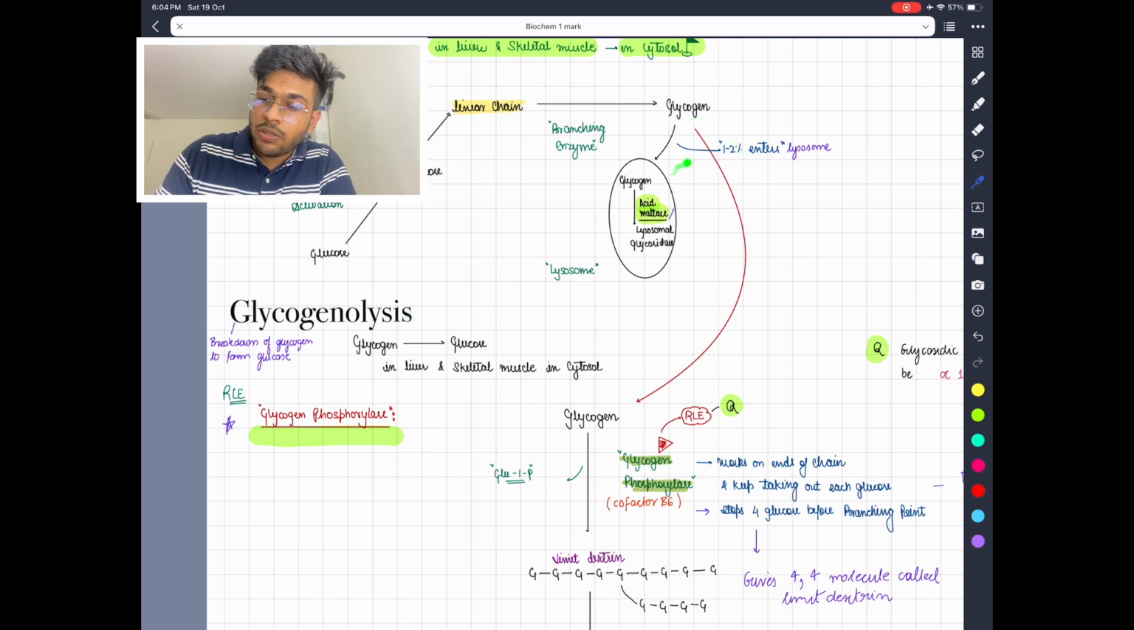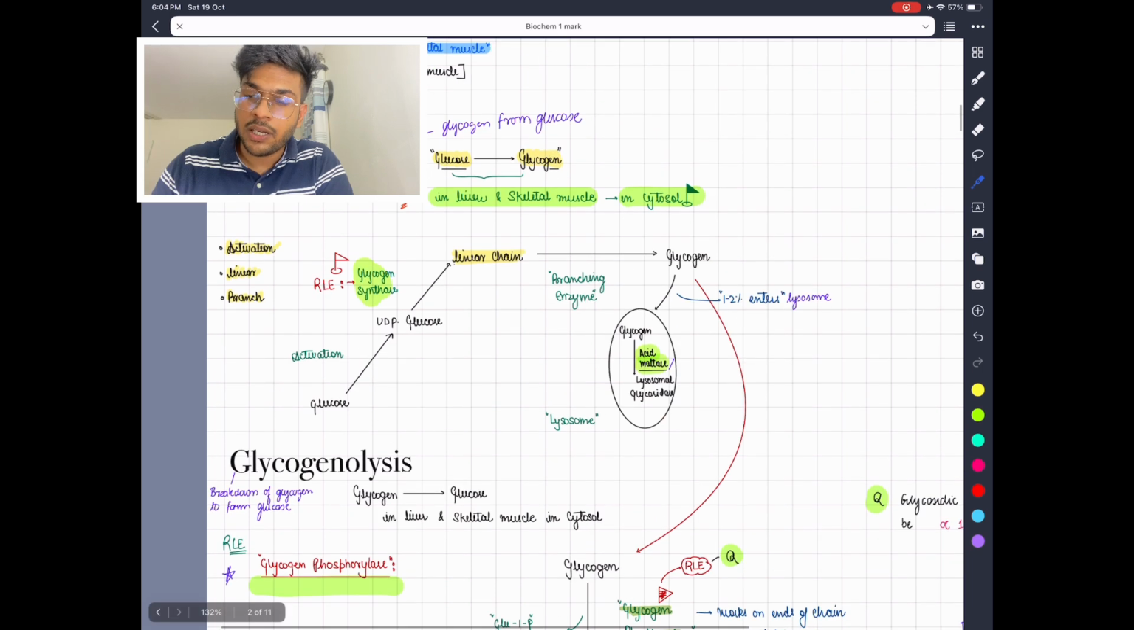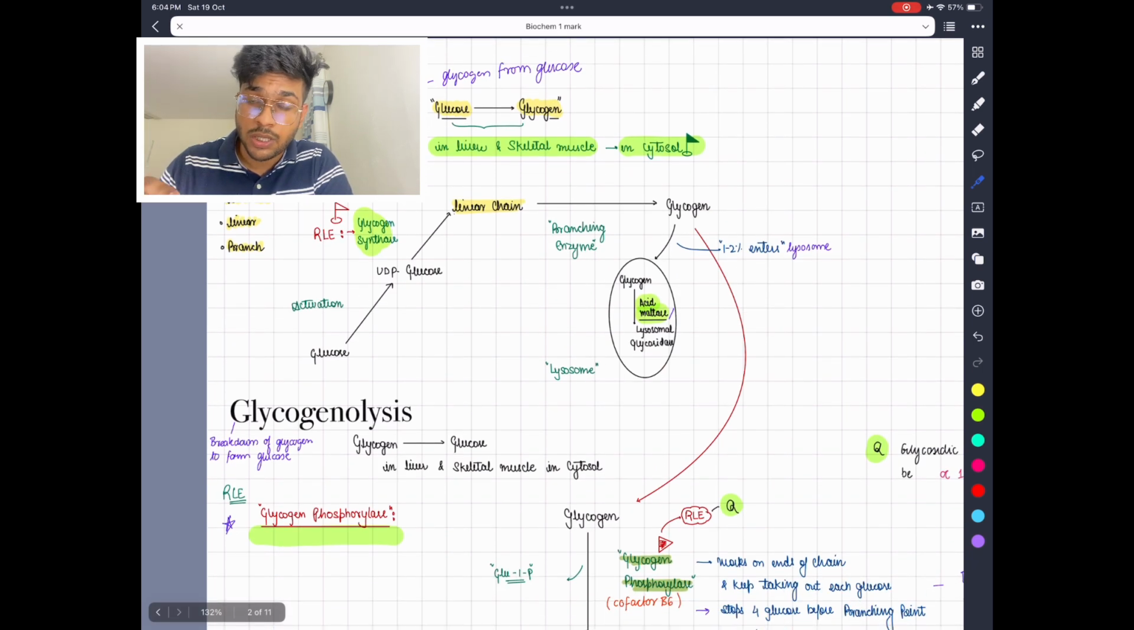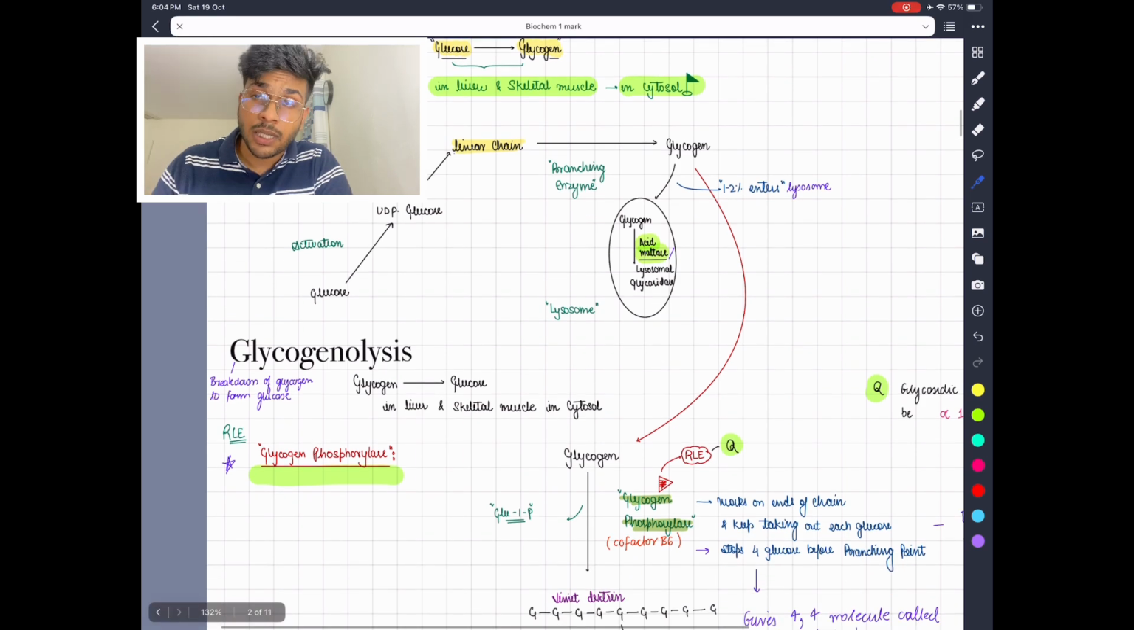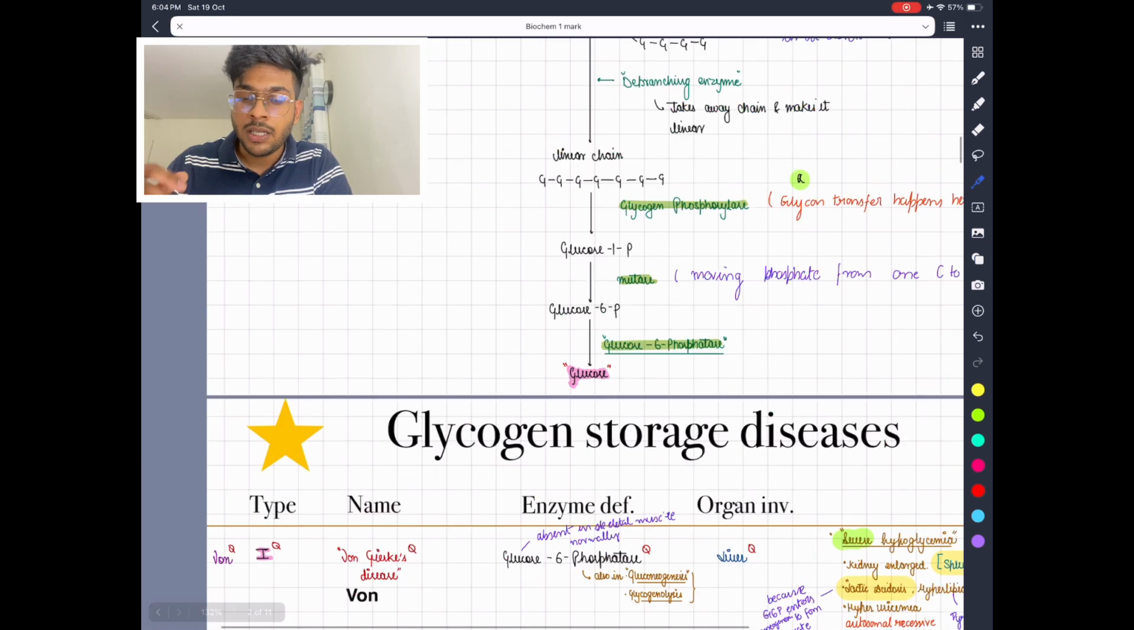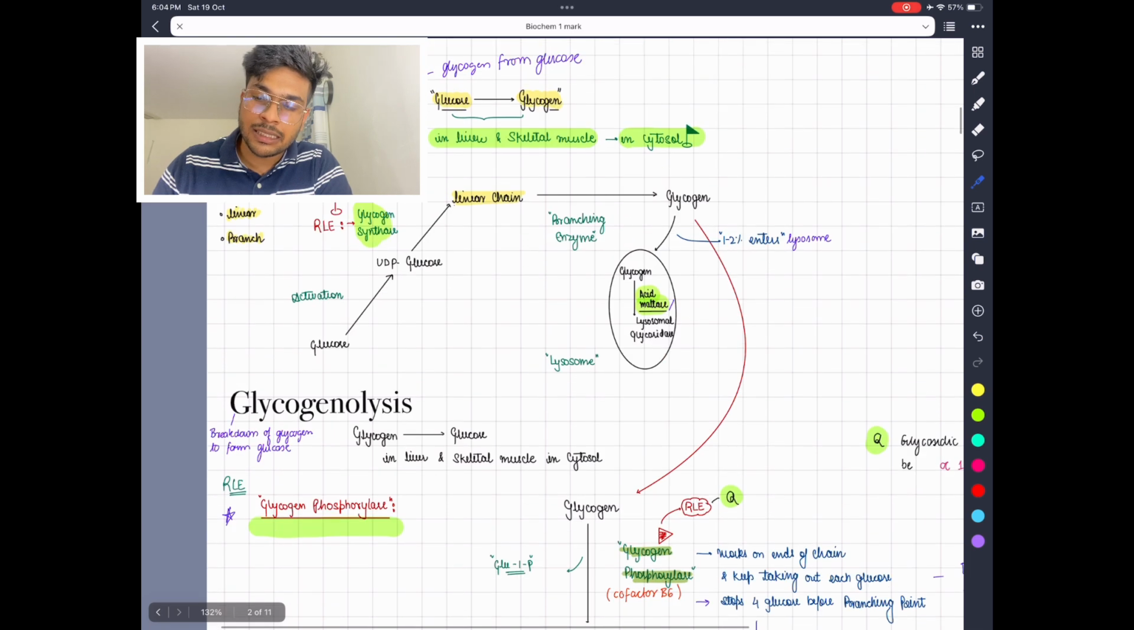But prior to that, some of the glycogen enters into the lysosome. It gets converted into lysosomal glycosidase. Why and how does it happen? It happens by an enzyme called acid maltase. A question can be asked on this. Whatever I have highlighted in neon is a potential question that was asked in the exam or can be asked in the future. And it's an important enzyme as well. I'll tell you more in the future when you go into the glycogen storage diseases.